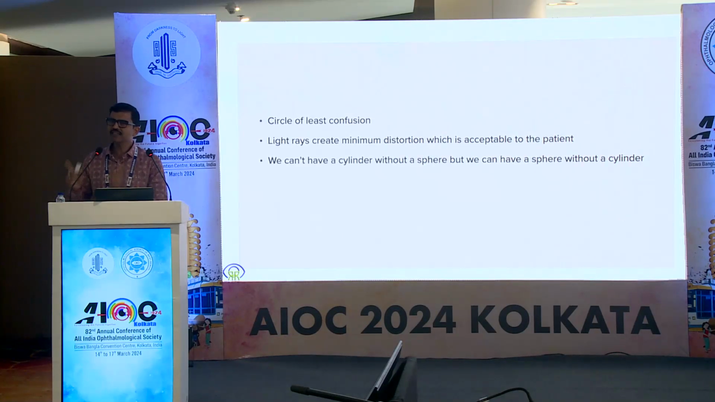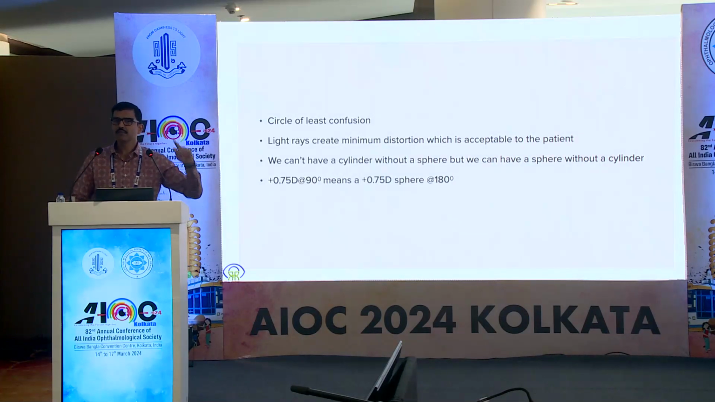We cannot have a cylinder without a sphere. We can have a sphere without a cylinder. We cannot have a cylinder without a sphere. So if a patient has a 0.75 cylinder at 180, what it means is he has a plus 0.75 sphere at 180. Or, putting it another way, 0.75 sphere at 90, 1.5 cylinder on the opposite axis. That's what it effectively means.